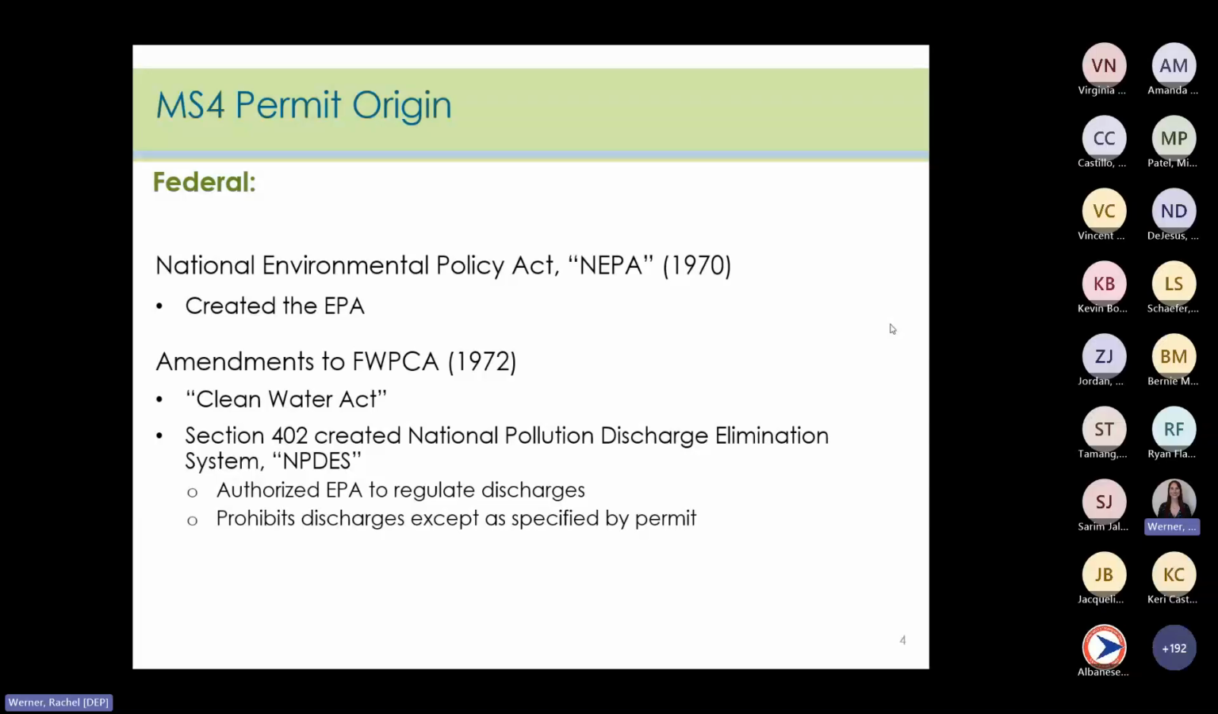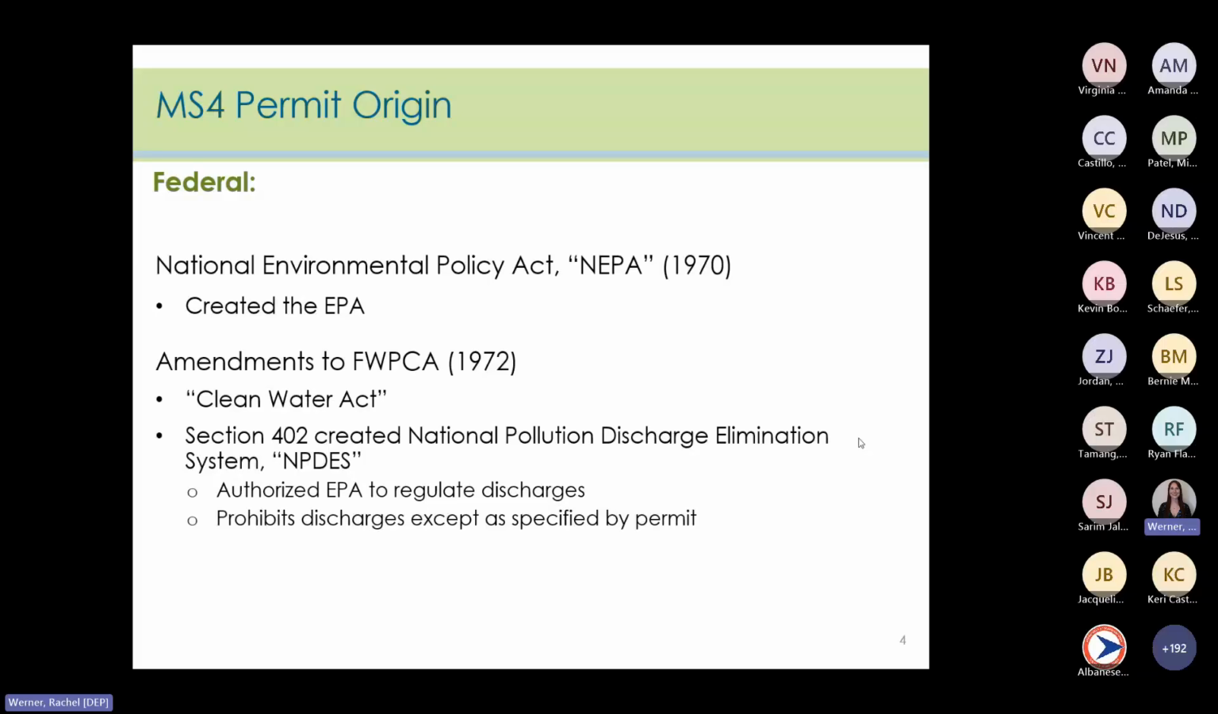A few months later, the National Environmental Policy Act, aka NEPA, was signed into law on January 1st, 1970, creating the EPA. In 1972, amendments were made to the Federal Water Pollution Control Act from 1948, the one we talked about earlier, with the resulting legislation becoming known as the Clean Water Act. In Section 402 of this act, the National Pollutant Discharge Elimination System, aka NPDES, program was created, which prohibits the discharges of pollutants from any point source into the nation's waters except as allowed under a NPDES permit.